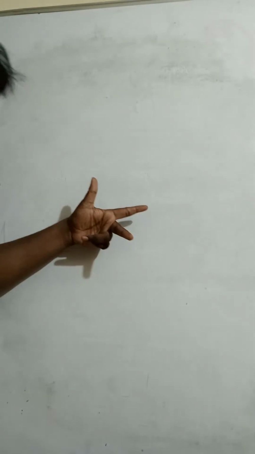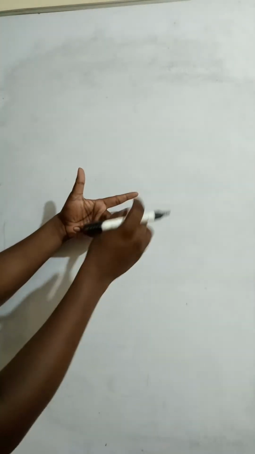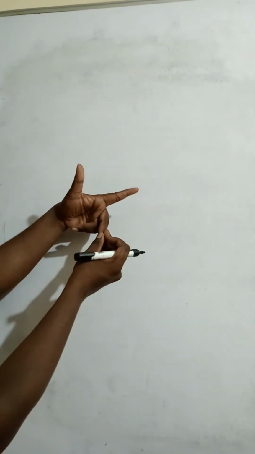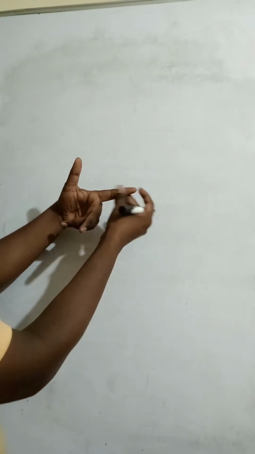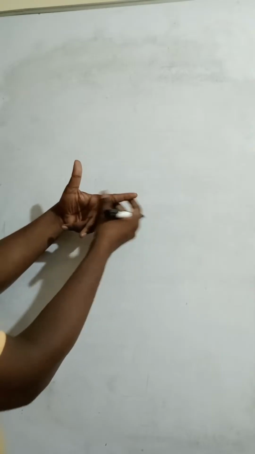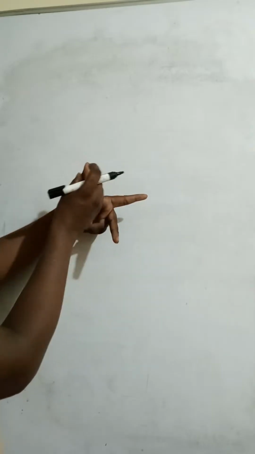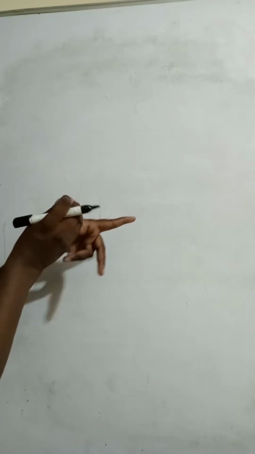So we can say like this: thumb, force; this one is the current. The middle finger represents current direction. The index finger represents the magnetic field. The thumb represents the force acting on the conductor. Okay, so this is about magnetic effects of electric current.